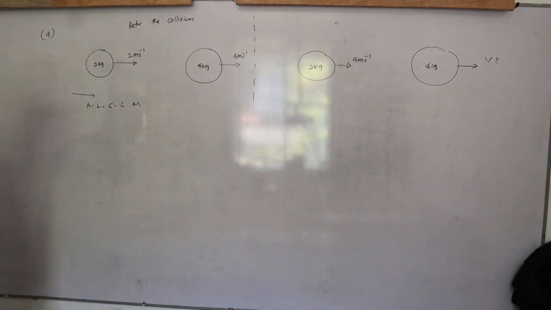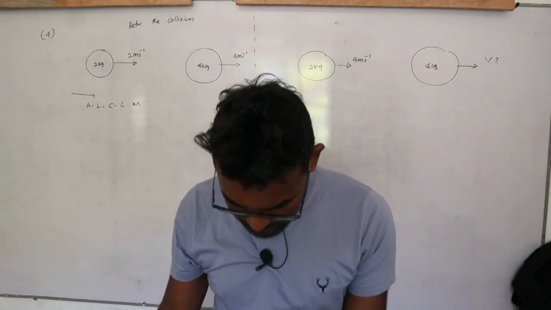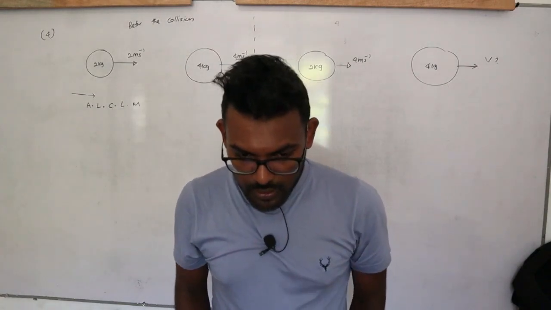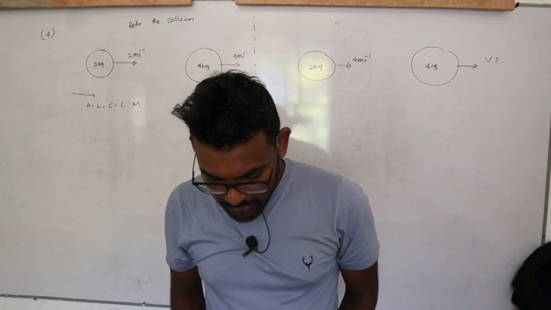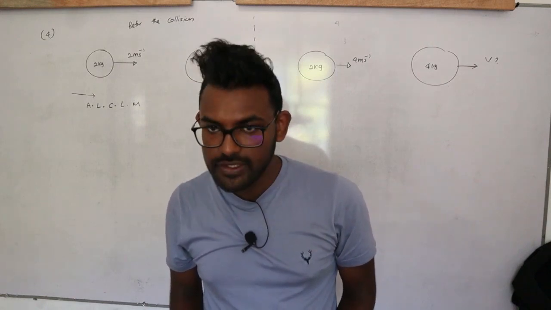2 meters per second in the same direction. Okay. If the velocity of the first object was 4 meters per second, find the velocity of the second object.